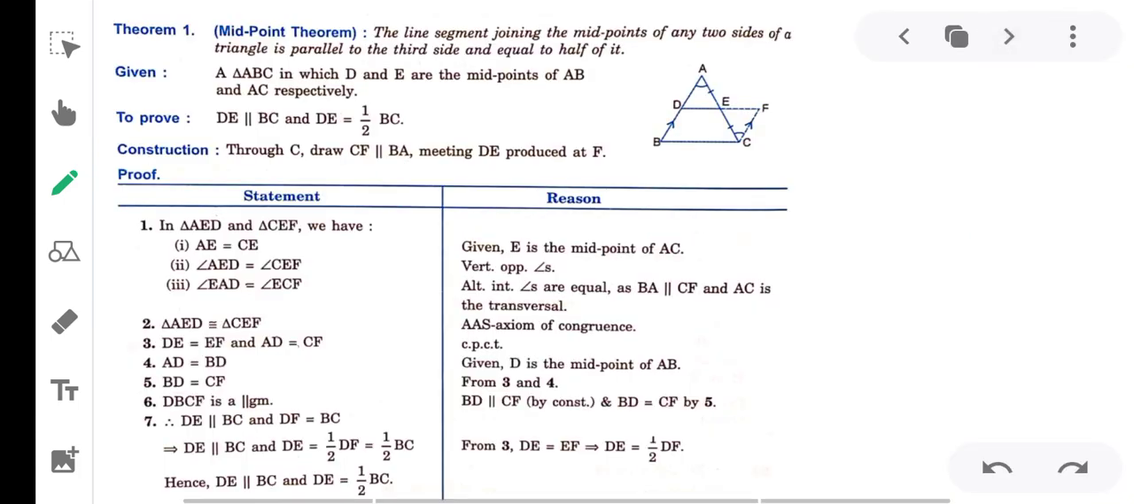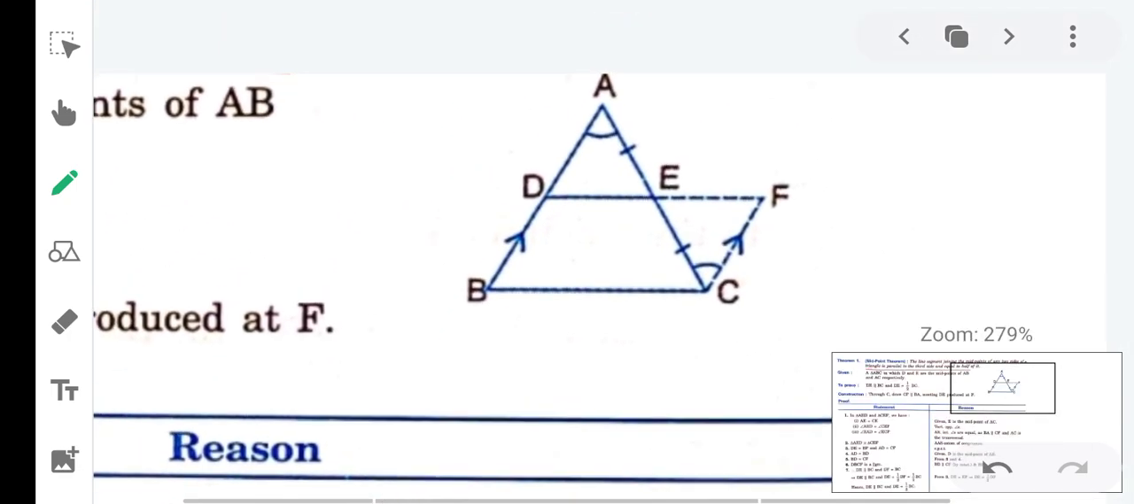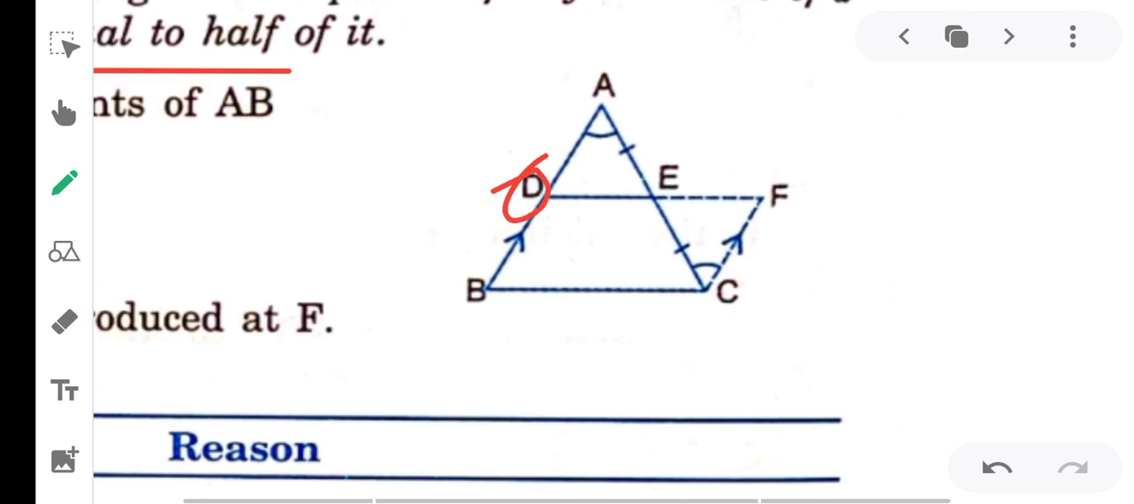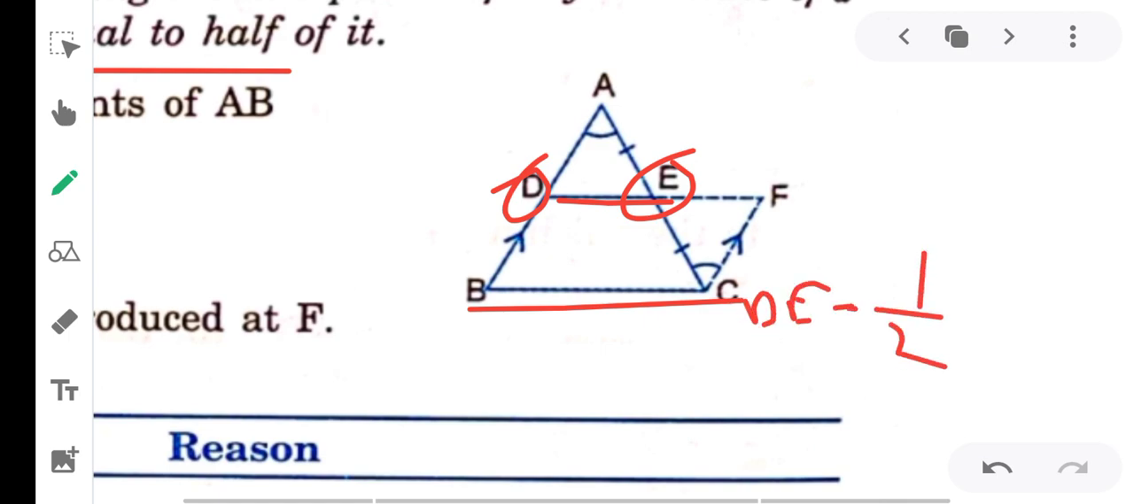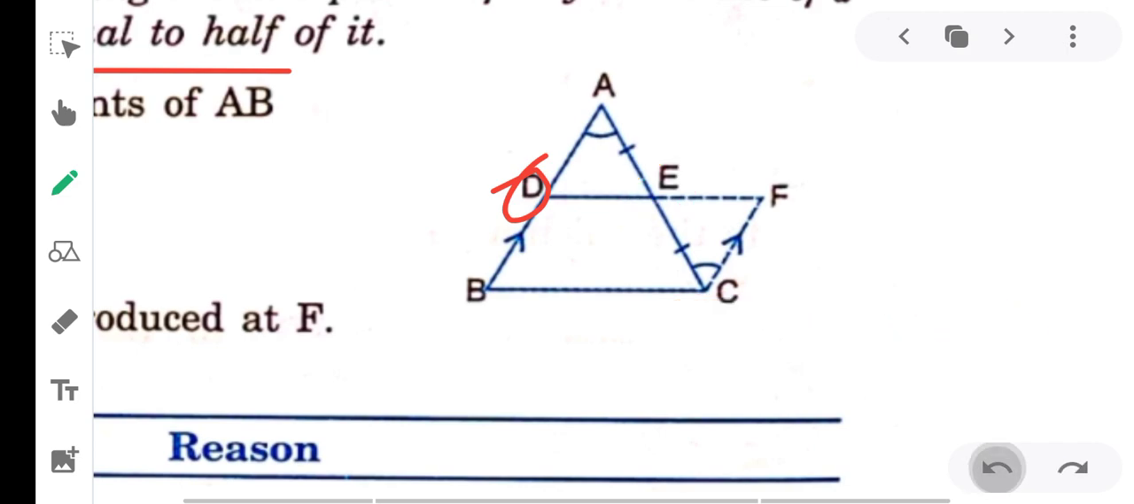The midpoint theorem says the line segment joining the midpoints of any two sides of a triangle is parallel to the third side and equal to half of it. That means if this is a triangle ABC, D is the midpoint of AB and E is the midpoint of AC, then this line segment DE is parallel to BC and DE equals half of BC.